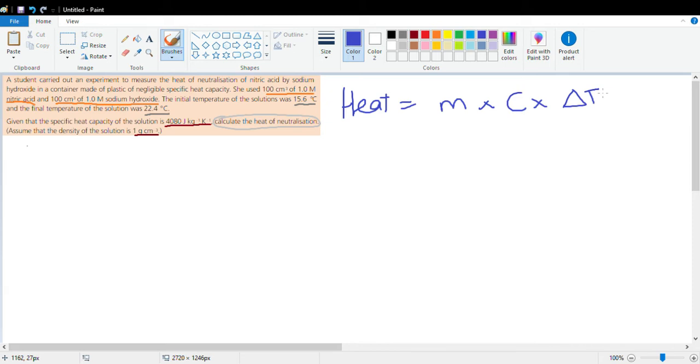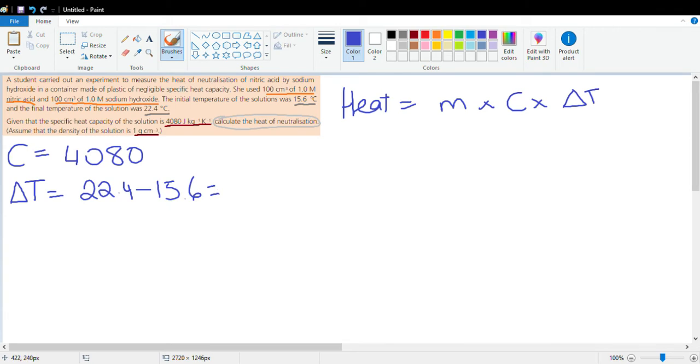So specific heat capacity, I know straight away, is 4080. I can calculate my temperature change very easily as well. It's 22.4 minus 15.6, and that gives me a temperature change of 6.8 degrees Celsius, which is equal to 6.8 Kelvin. You don't need to convert here because the change is going to be the same. It's 1 for 1 there.